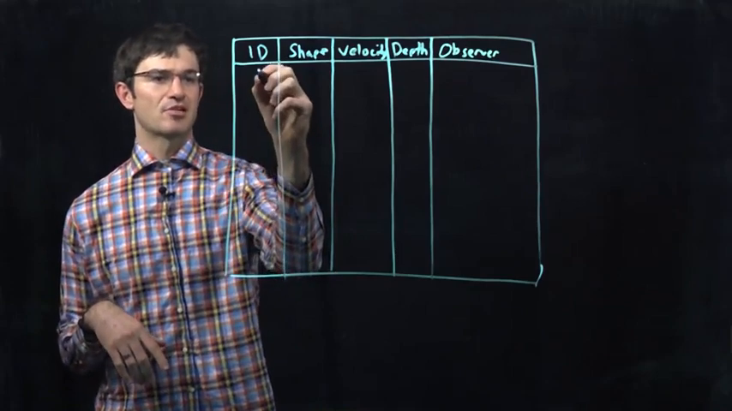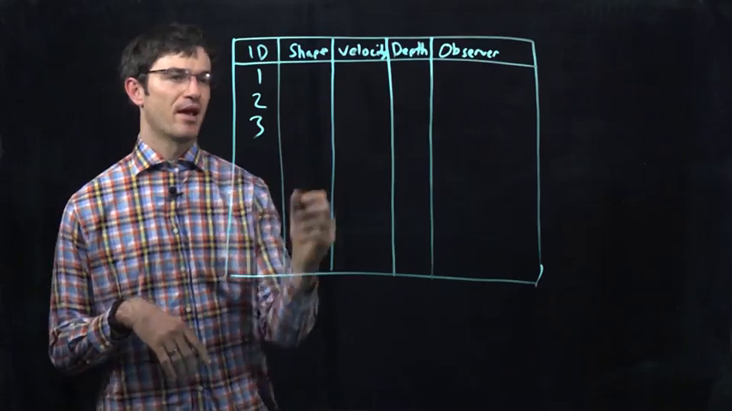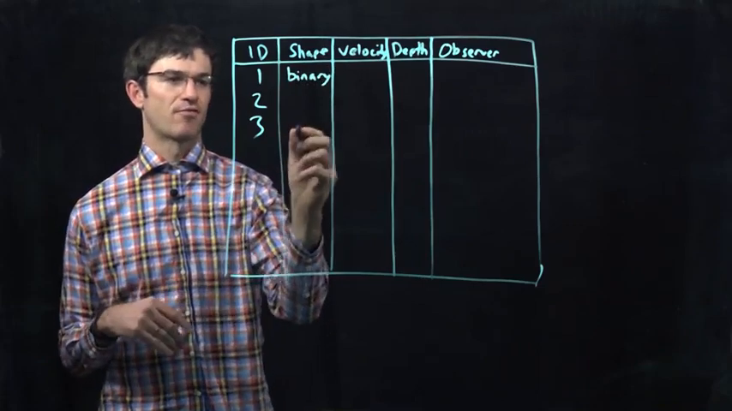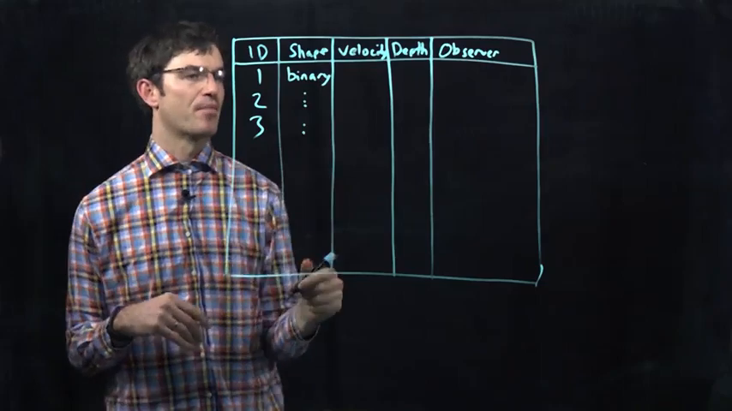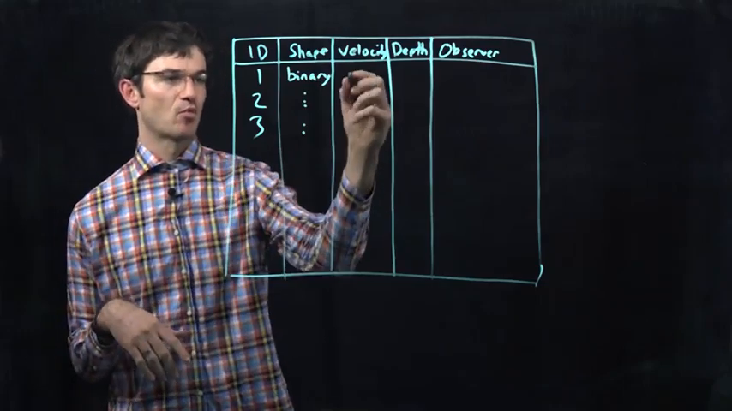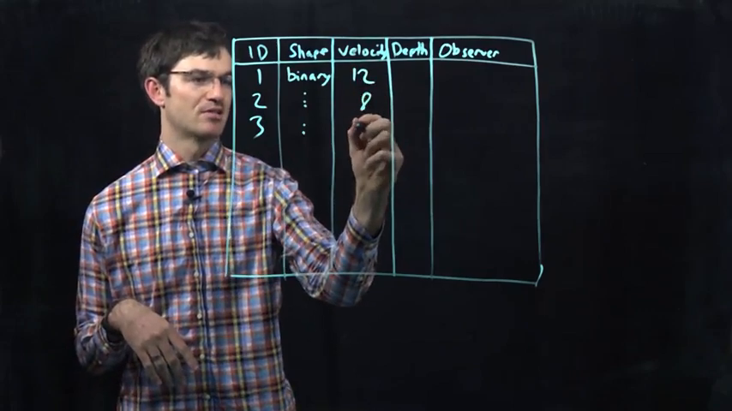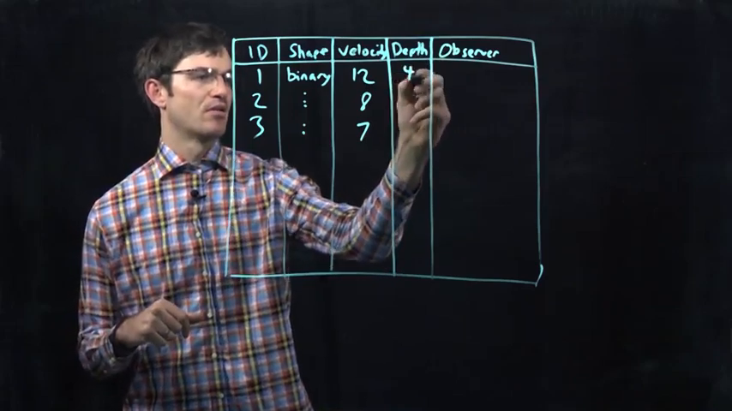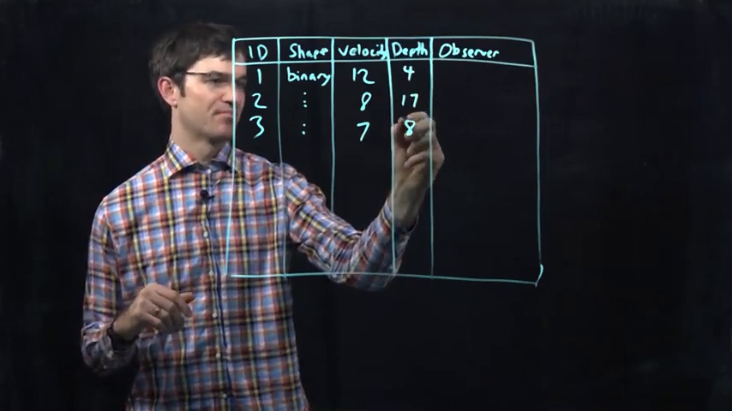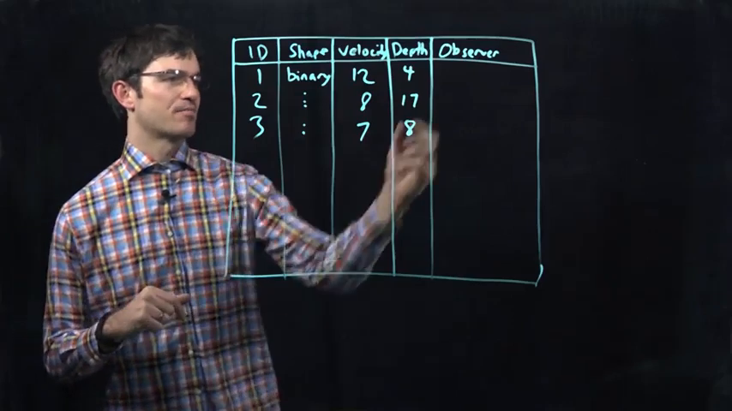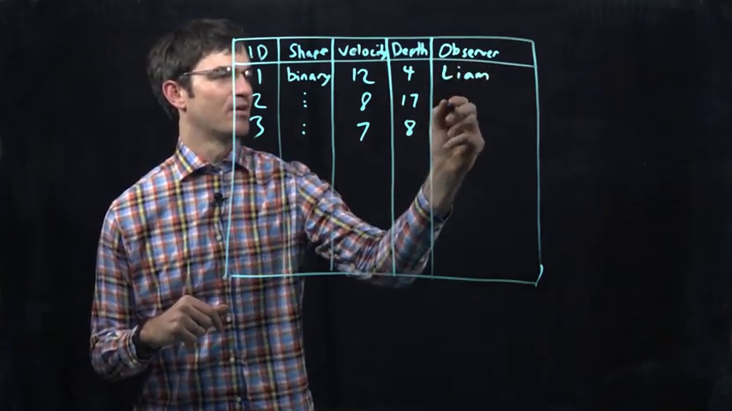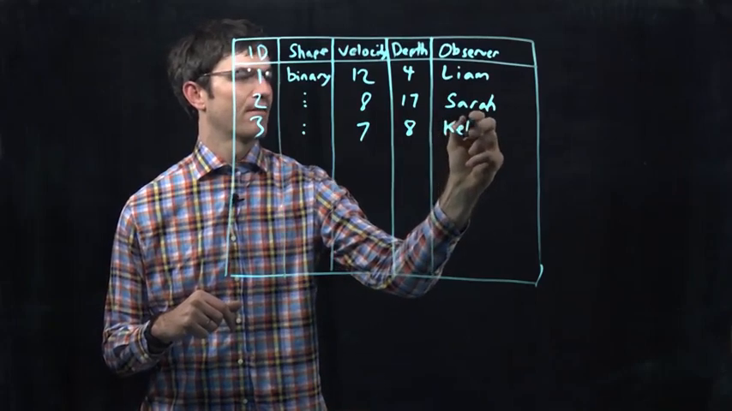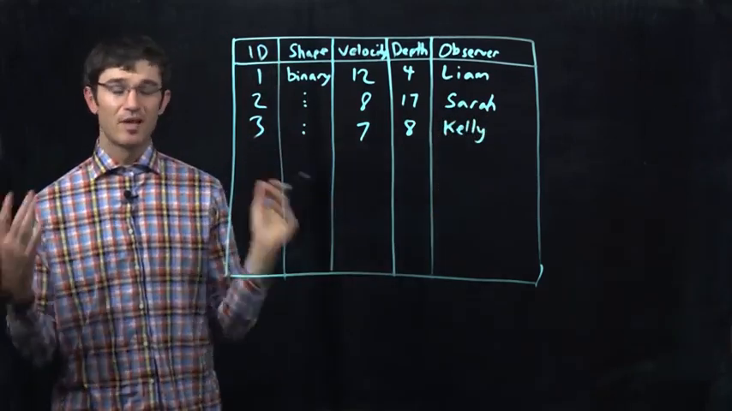So let's create a couple records. I'm just going to give them IDs really quickly, 1, 2, 3. And shape will just be some sort of binary data. We can't actually read that, but ArcGIS can display it for us. And then for velocity and depth, I'm just going to make up some numbers so we can work with them. 12, 8, 7. And depth, in whatever units they're collecting in, might be 4, 17, 8, something like that. And then observer, give these people names, Liam, Sarah, and Kelly. Okay, so we have a really basic data table here.